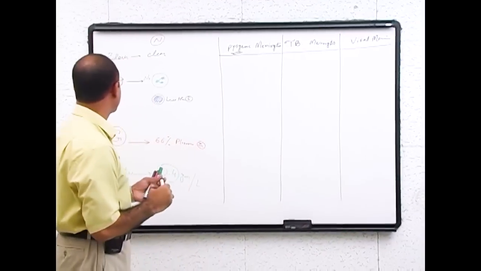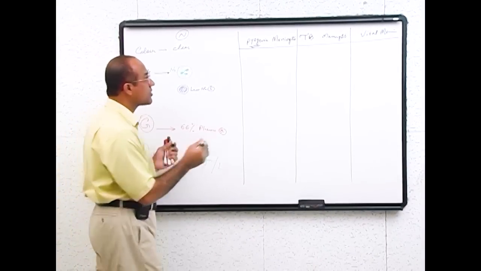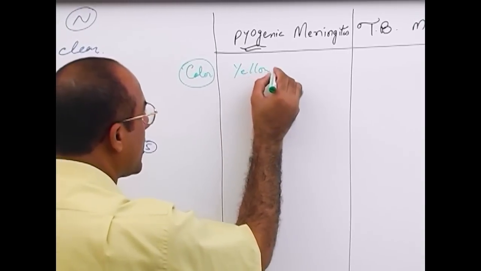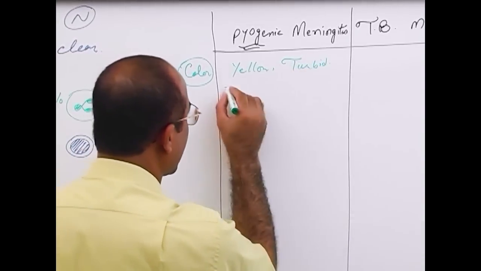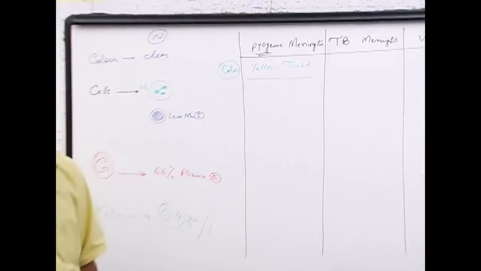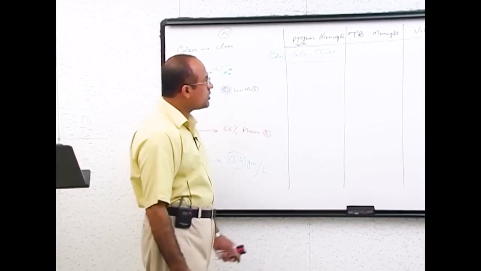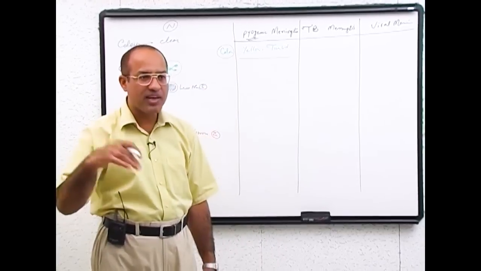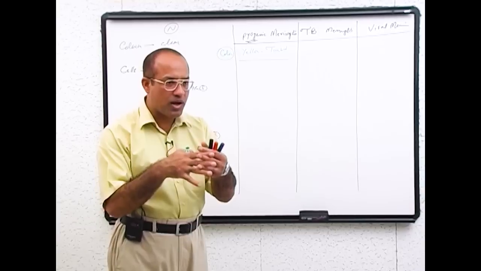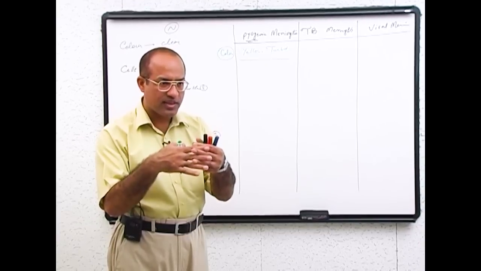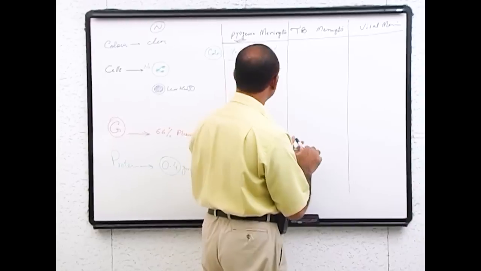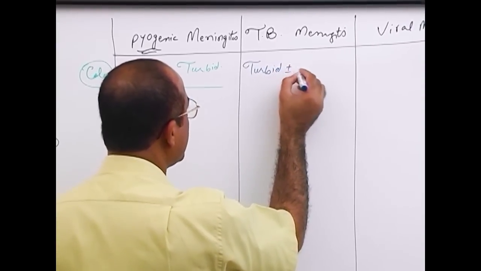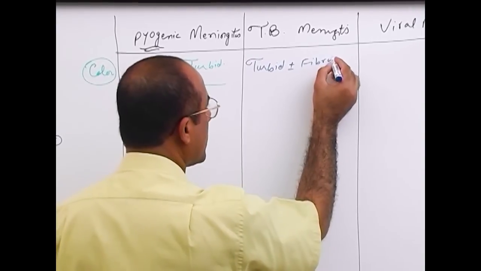Now, in pyogenic meningitis, first of all, what will happen to the color? The color will become yellow or turbid. It will not be crystal clear CSF because there is pus in it. But when you compare tuberculous meningitis with pyogenic meningitis, in tuberculous meningitis, because fibrin leaks into CSF, there is a turbid color with some web formation in the CSF. So in tuberculosis, there is turbid color, and with that there is a fibrin web, or cobweb.